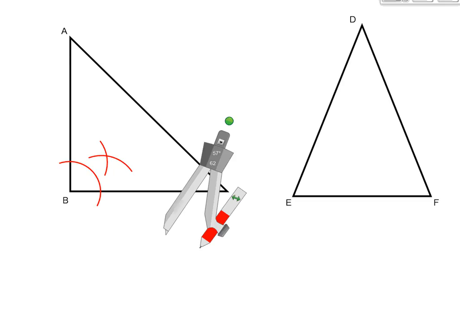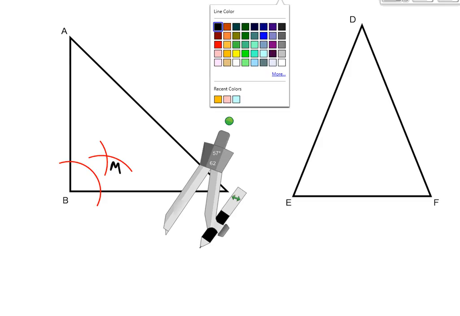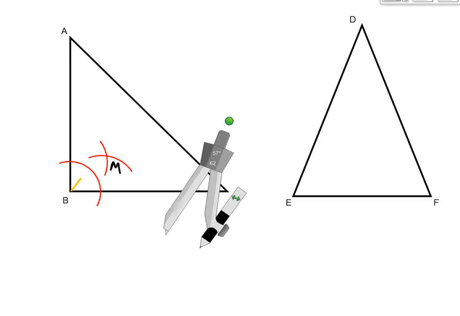And then we'll label that point M. And then draw a ray from B through M. So draw that ray from B through M. And you're using a ruler, of course. I'm just using the straight line drawer, so it should just work out for me.